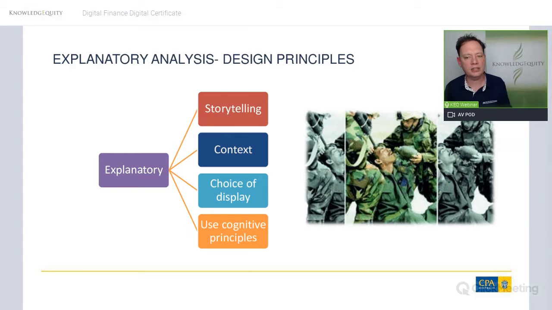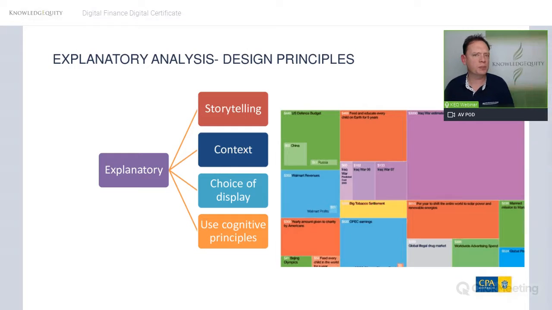In terms of context, 2 things to consider. One is, is the story telling the right context? One picture here, 3 different stories that you can see. And also, who is the audience? Because that's how you decide things like which bits of data should stay on the page and which bits of data are not required. Choice of display, a whole range of practical tools here, don't we?